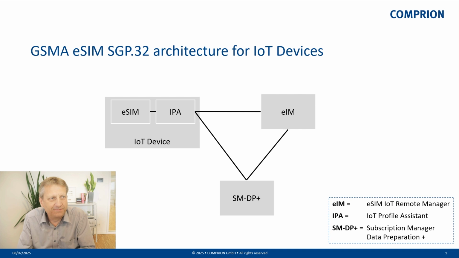So in this picture, we see the high-level architecture of an eSIM solution for IoT devices. On the upper left-hand side, you see the IoT device, which contains the eSIM and the so-called IPA, the IoT Profile Assistant, which is a software component which is involved in the local lifecycle management of the profile in addition to the eSIM. We see on the upper right-hand side the eIM, the eSIM IoT Remote Manager. So that is the component which remotely adds the lifecycle management and allows to control loading profiles, enabling, disabling profiles on an IoT device from remote.